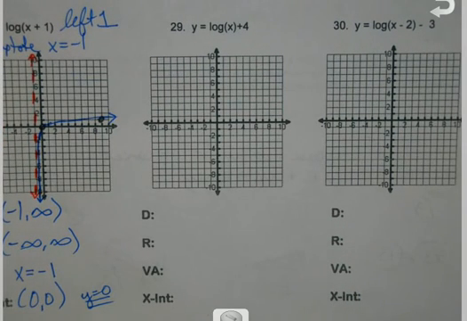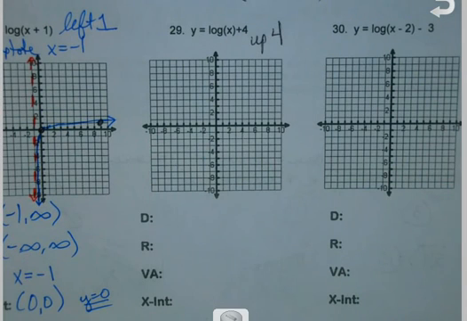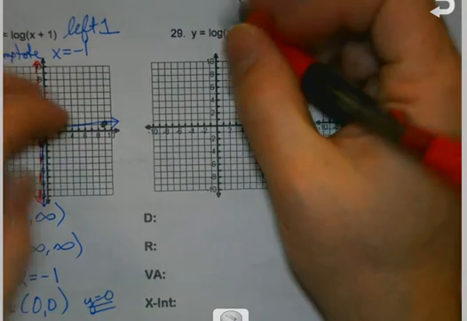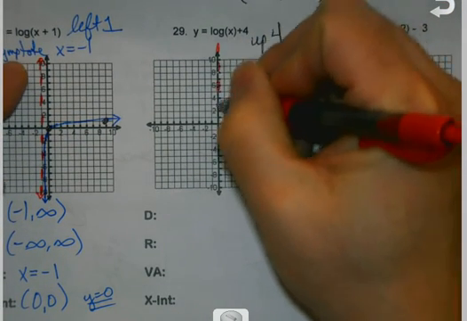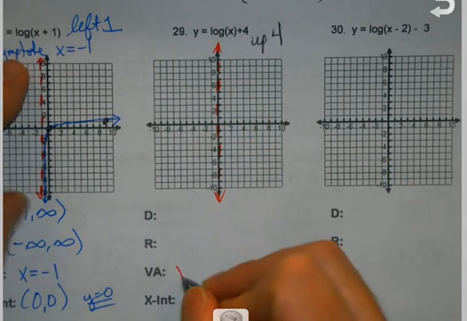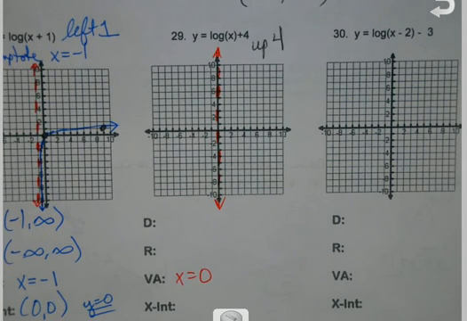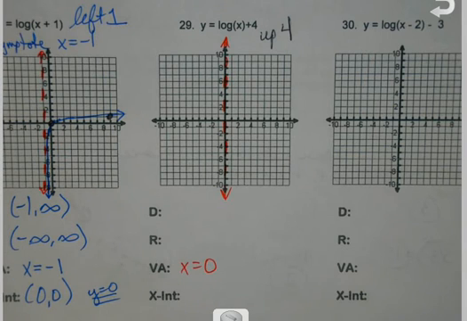All right, so let's roll this on 29 and see what we got. The transformation is up 4. So is a transformation of up 4 going to move my asymptote? No. So where's my asymptote going to be? Still going to be at 0 because I didn't move it left or right. Okay, no left or right movement. That asymptote stays at 0. So you're like, okay, so before I ever graph it, because we don't want to be calculator dependent, what's my domain going to be?